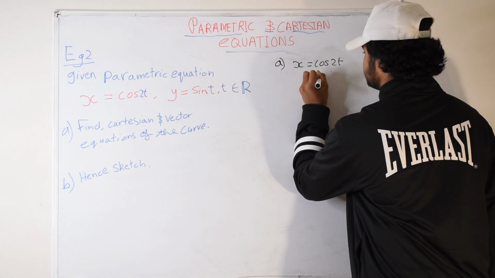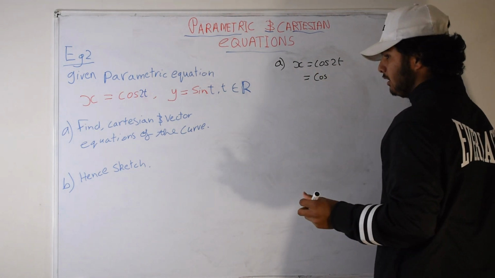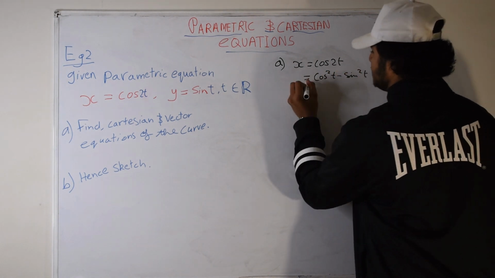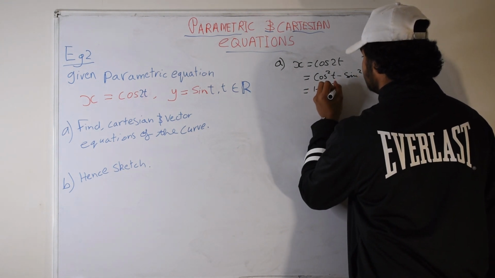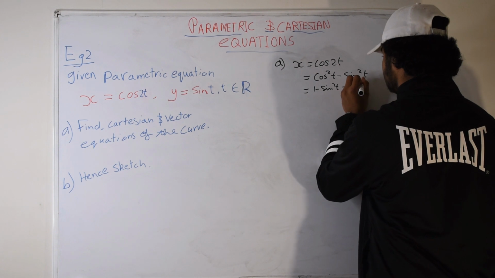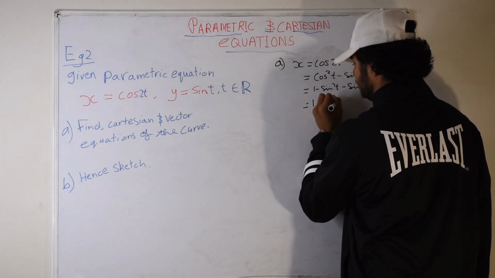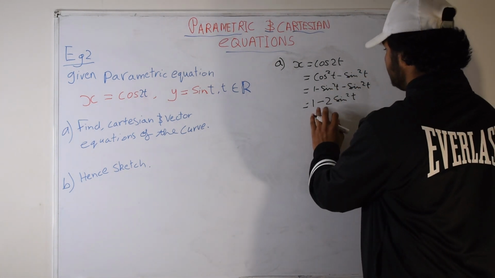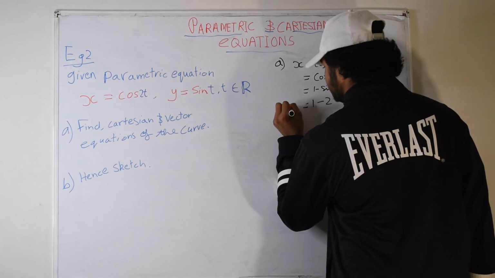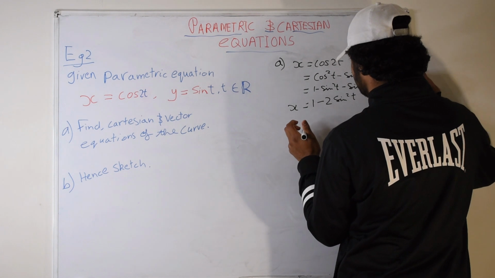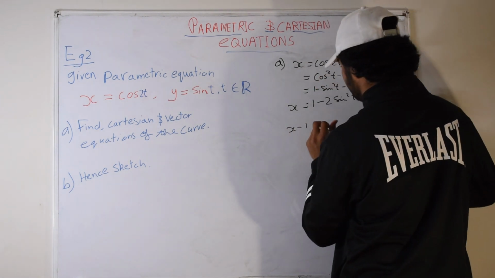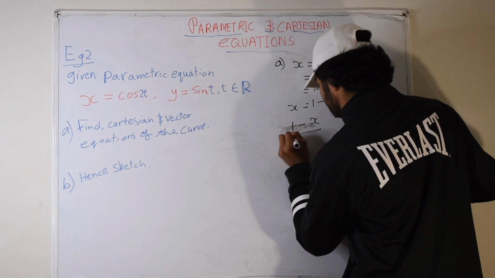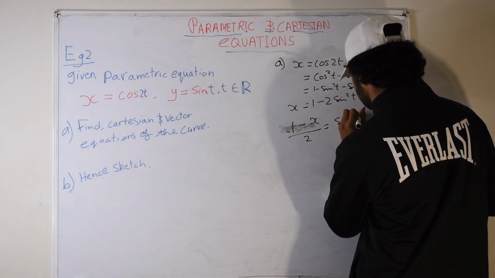Obviously you've got cos squared t minus sine squared t. But we can write cos squared t, like we mentioned earlier, as 1 minus sine squared t, minus sine squared t, which then equals 1 minus 2 sine squared t. Correct? Replace this and write it in terms of t. So x minus 1 all upon negative 2 would then give me 1 minus x all upon 2 equals sine squared t.